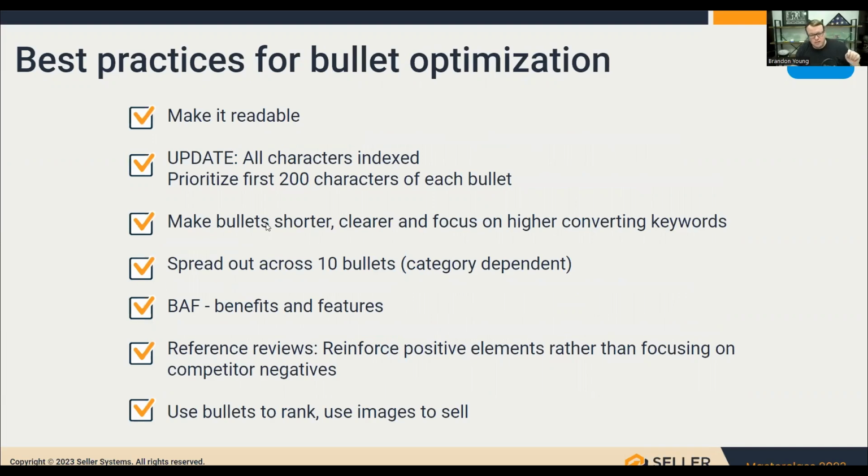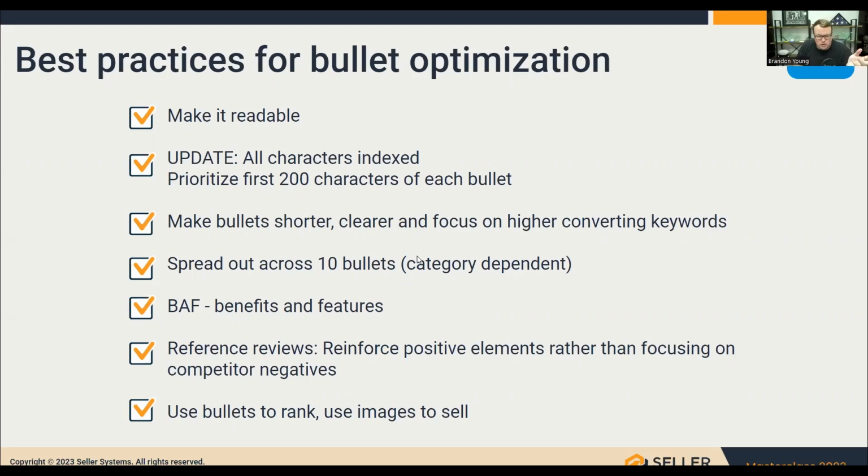For bullets, you make it readable. The update that we've just tested is that all characters are indexed, even after 1,000 characters. It used to be that only the first 1,000 characters, and then we thought it was the first 200 from each bullet. But really, it's all of them. You can make really long bullets, and Amazon will still recognize all of them. But we still think a best practice is to keep your bullets shorter, readable, 200 characters max each, and then you still make sure you're indexing everything.